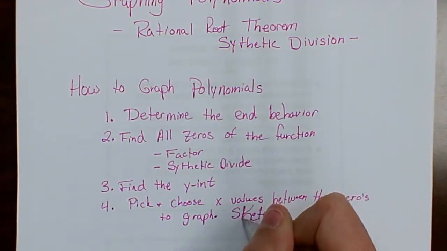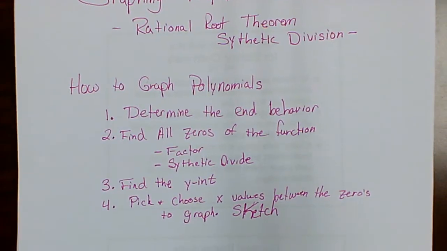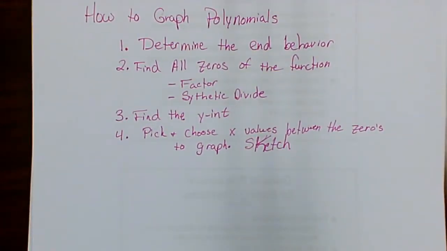We're not going to really do number 4, but if you want a more accurate graph, it would be nice to find several x's and then get a more accurate graph. So you plug in 3 for x, what's the outcome?